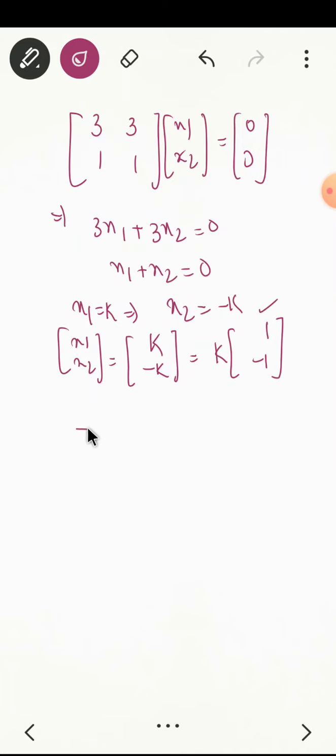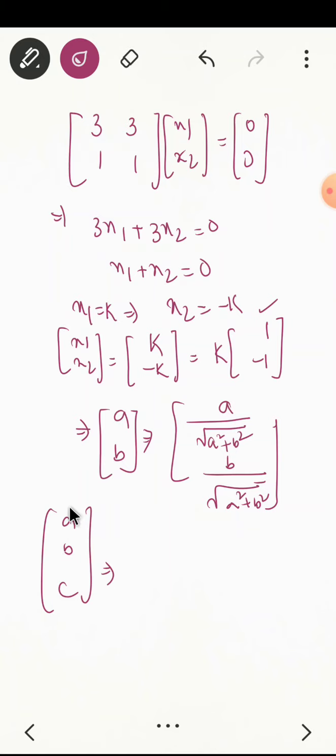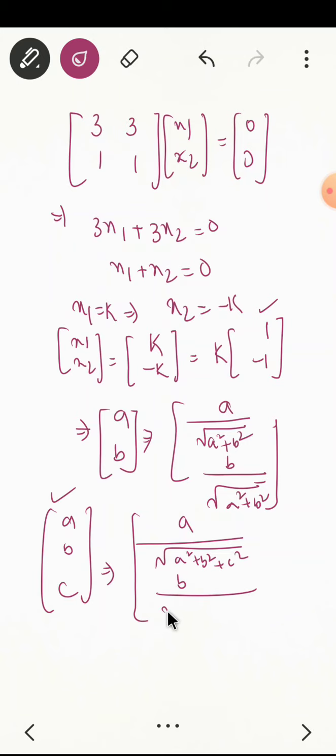If you want to find the normalized eigenvector, suppose A and B are the components of the eigenvector. You have to do A divided by root over A square plus B square, then B divided by root over A square plus B square. If you have A, B, C as the eigenvector, then for the normalized eigenvector: A by root over A square plus B square plus C square, then B divided by root over A square plus B square plus C square, then C divided by root over A square plus B square plus C square. Hope you got this.